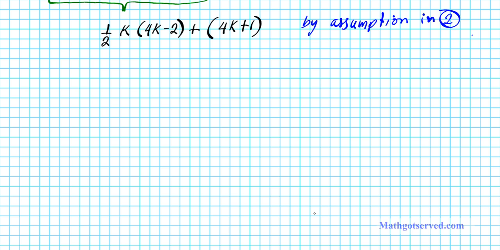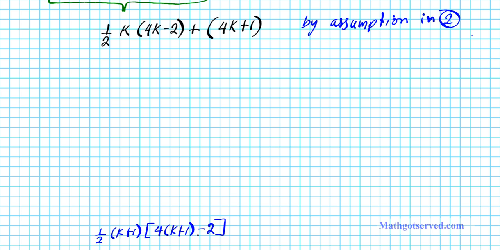So what is that going to look like? We're going to have 1/2. Okay, so this is our target. Our target is 1/2 times, instead of n, I'll put k plus 1 times 4 times k plus 1 minus 2. So this is what I want this expression to simplify into.